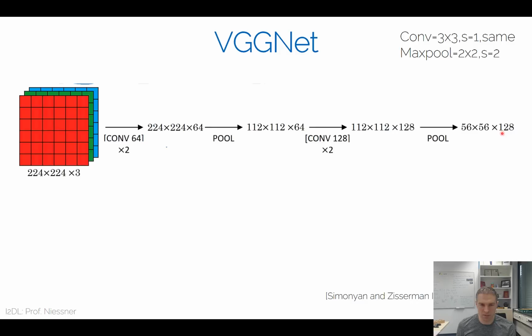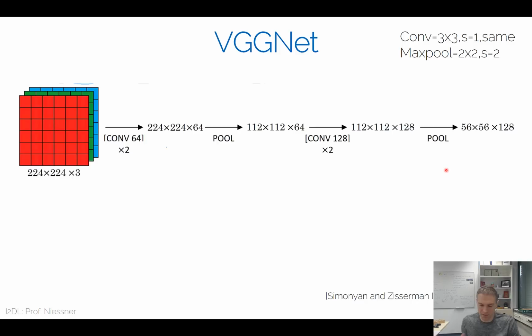One thing you can see here is that they had this strategy in mind that the convolutions didn't change the resolution, but rather they used the pooling exclusively to change the resolution. So this was a deliberate design choice that they made. There's not really such a huge difference, but they wanted to strive for simplicity.